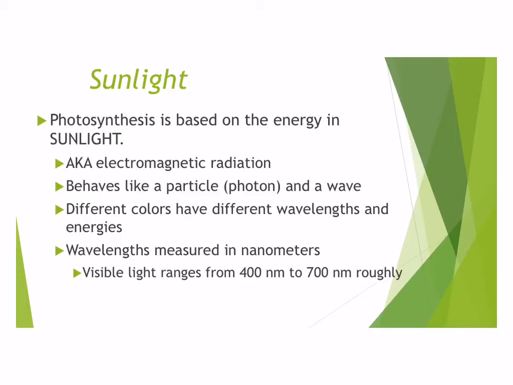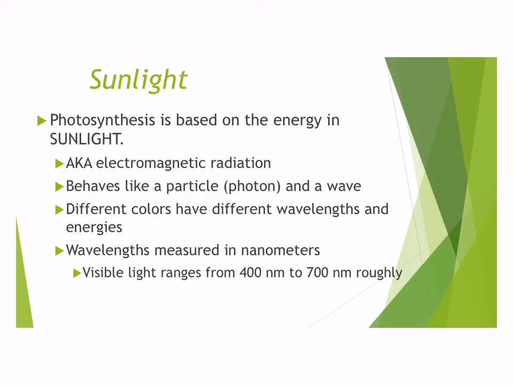Now let's talk a little bit about the nature of light. Photosynthesis itself is going to be using the energy from sunlight. Another term for sunlight is electromagnetic radiation, which takes a variety of different forms. The one that plants use is in the range that we call visible light. Now, light itself behaves sometimes like a particle. We call it a photon, and it sometimes behaves like a wave. So when we talk about light, we talk about properties of waves, like other kinds of waves.